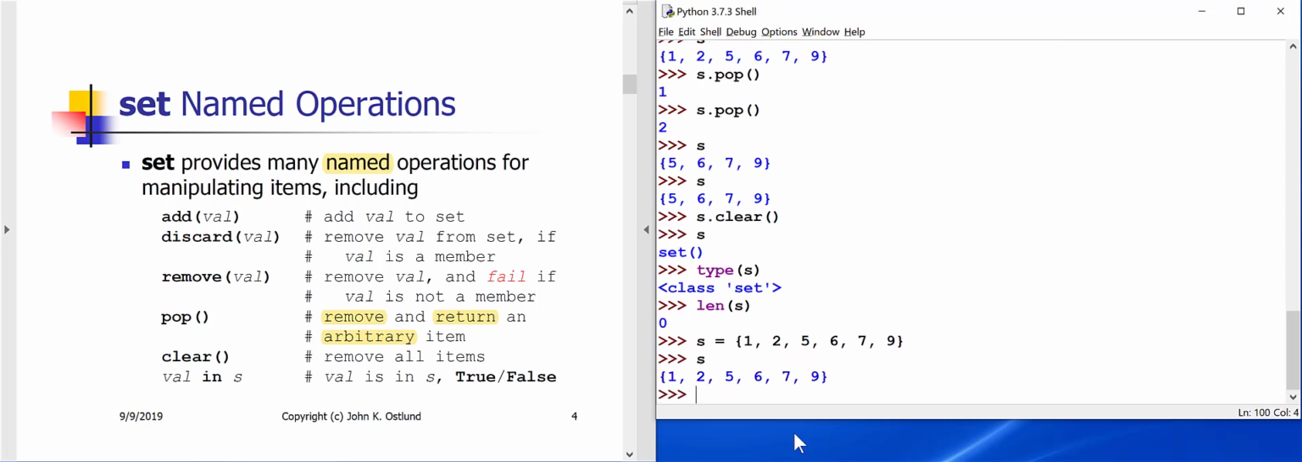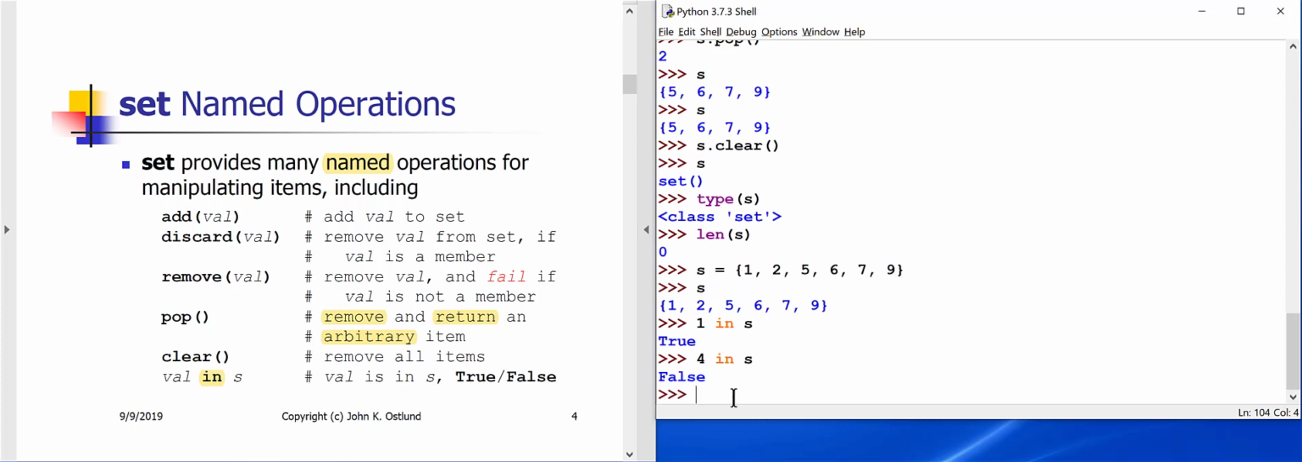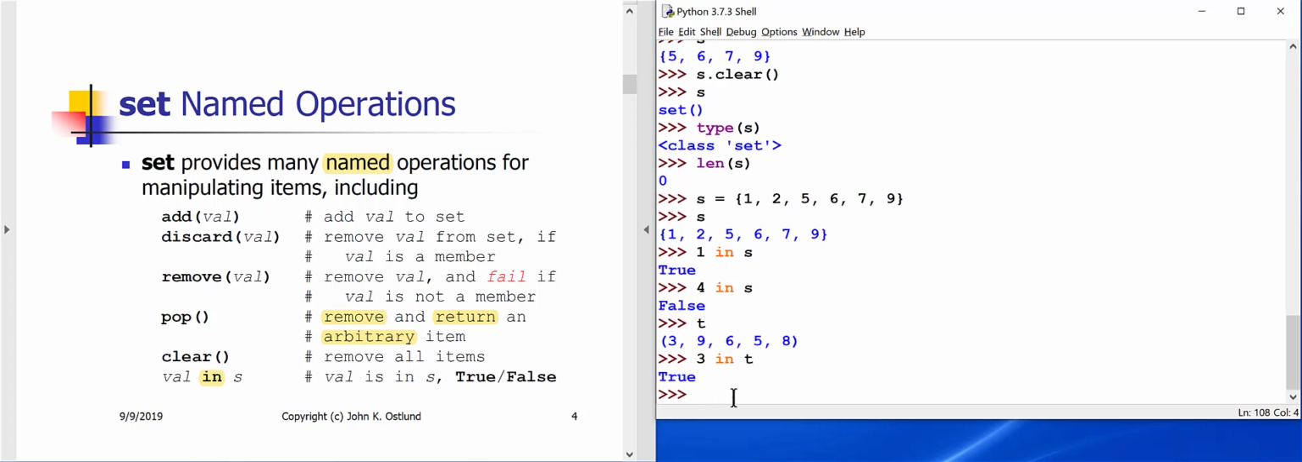There we go. So now we have some things in S. Since S is a collection, like a list or a tuple, although I didn't show this example with my tuple, I can detect whether a value is in the set by using the in membership test. So 1 in S is true, 4 in S is not true. Let me point out that this also works with tuples. If I say 3 in T, that's true, 4 in T is false.